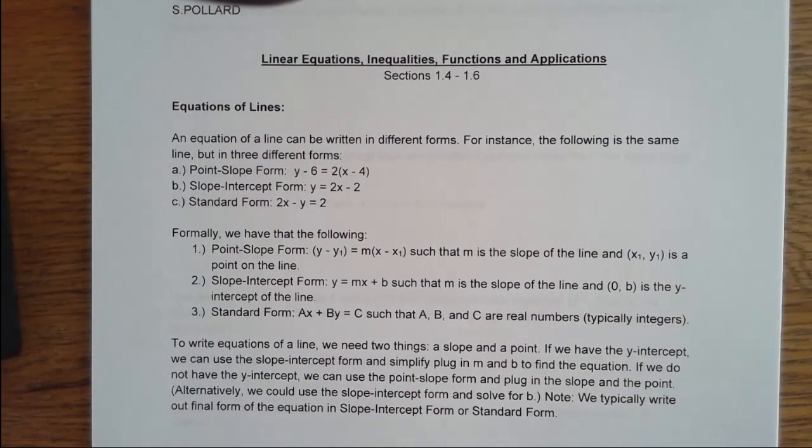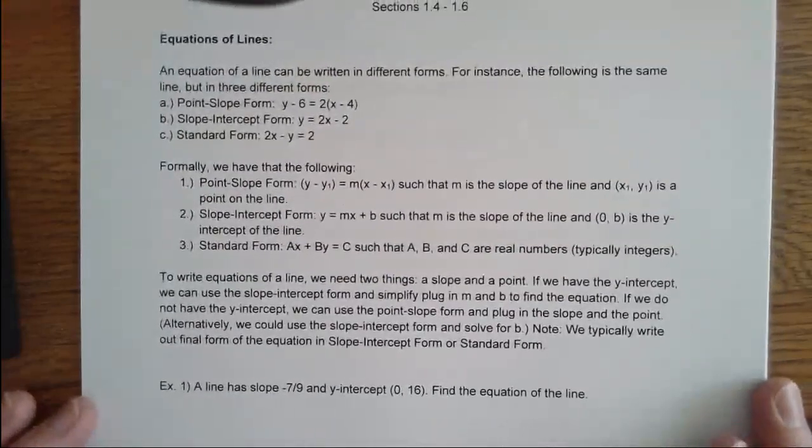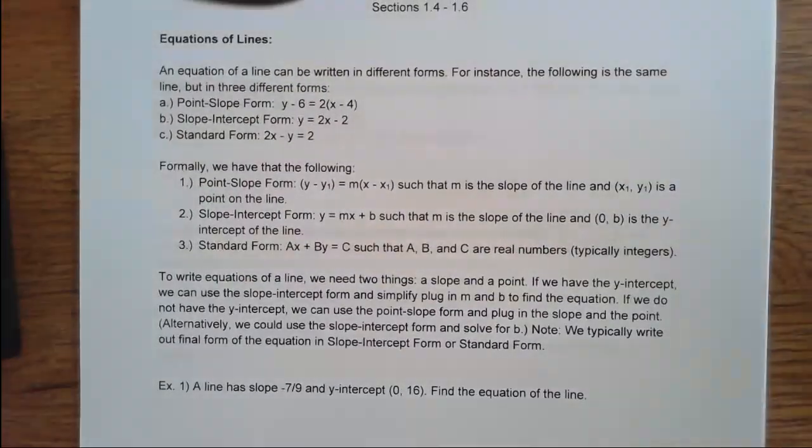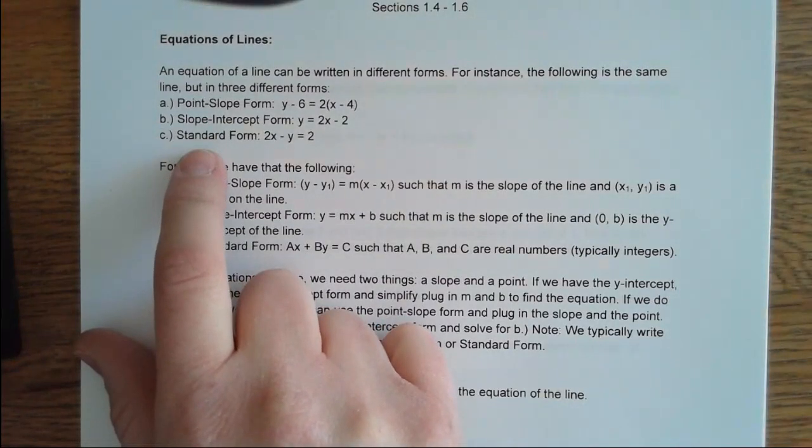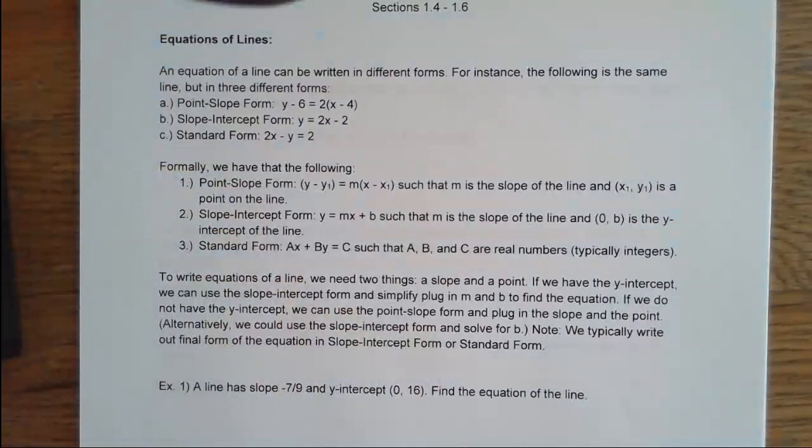We're going to start with equations of lines. So an equation of a line can be written in different forms. So you can have it in point slope form, slope-intercept form, or standard form. So those are the three main forms we tend to see the most.